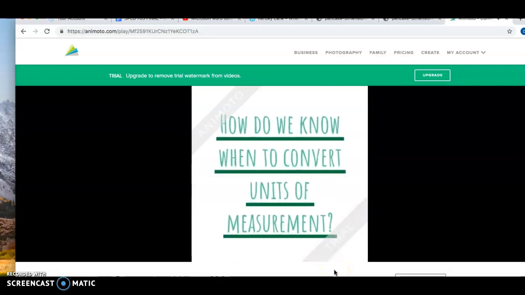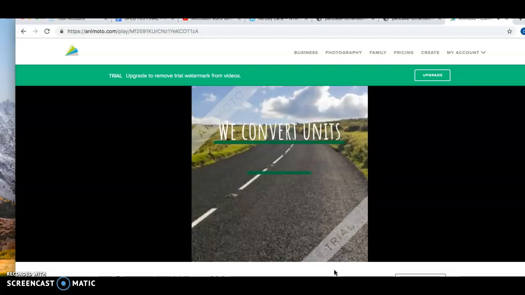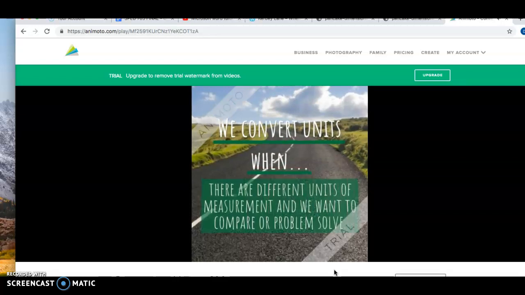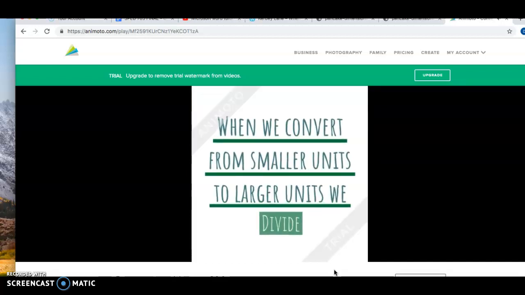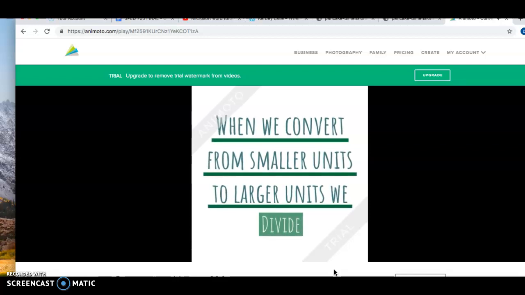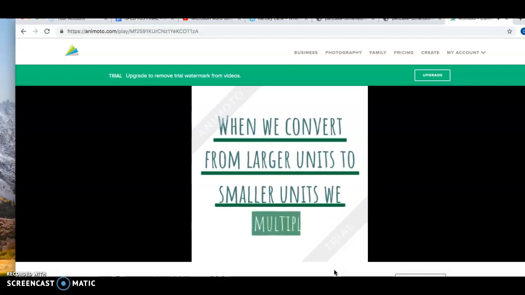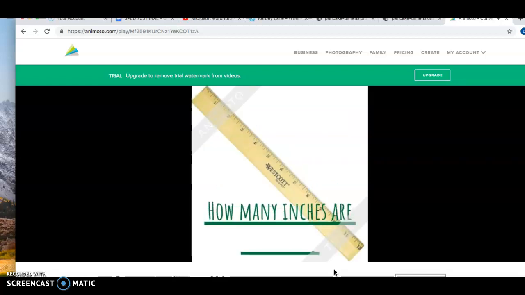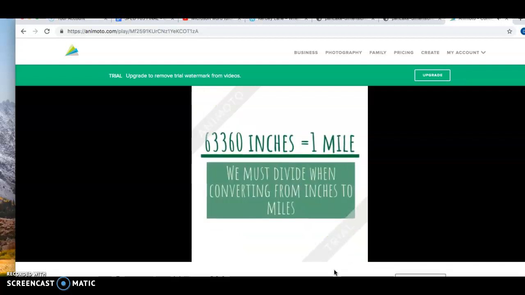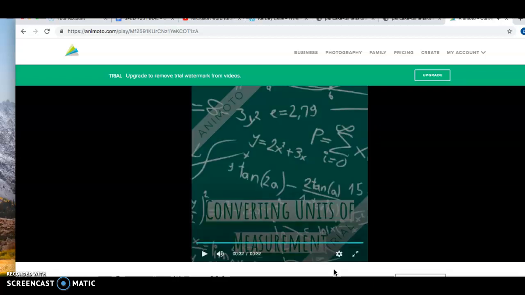How do we know when to convert units of measurement? We convert units of measurement when there's different units and we want to compare or problem solve. When we move from smaller units to larger units, we use division. And when we move from larger units to smaller units, we multiply. So how many inches are in a mile? There are 63,360 inches in a mile.